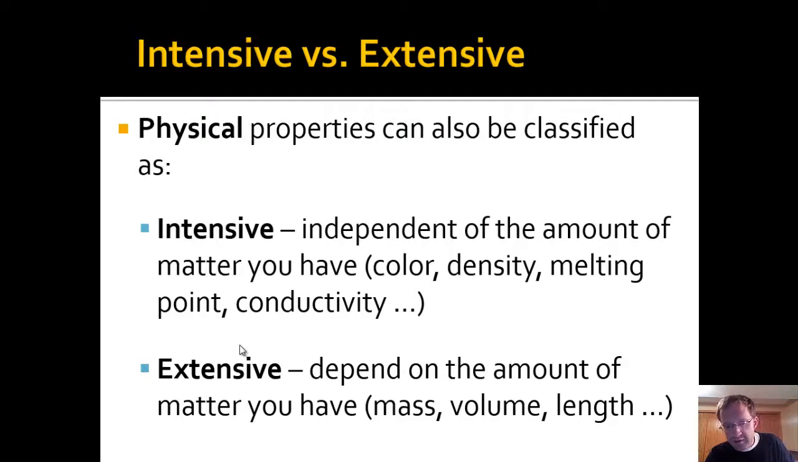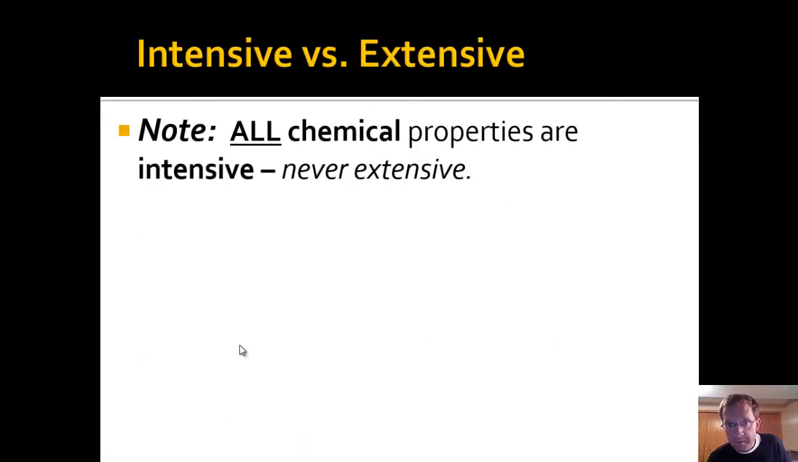So extensive properties do depend on the amount of matter you have, and there really aren't too many of those. Mass, volume, length, those dimensions, and that's really about all. So it's a pretty short list. Just to note, make sure there's no misunderstanding here, all chemical properties, like flammability, like the ability of a metal to rust, all of those are intensive. We never have extensive chemical properties.